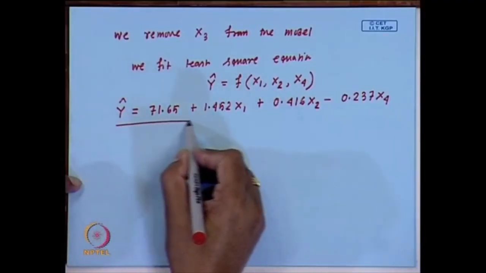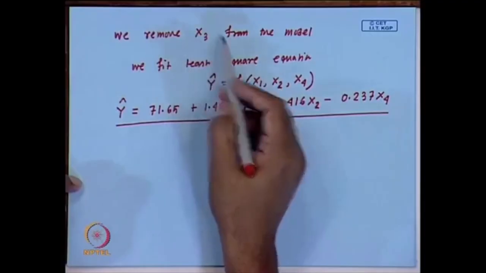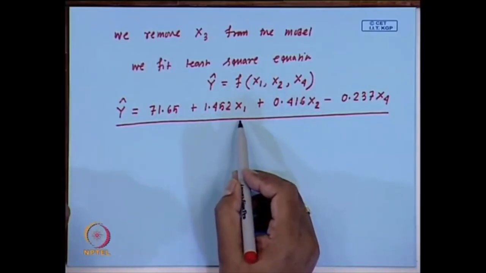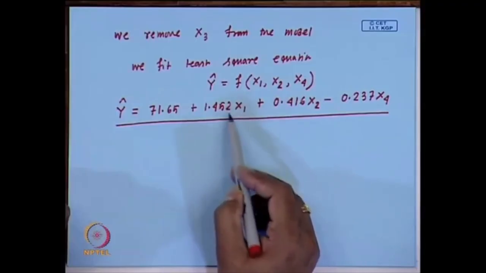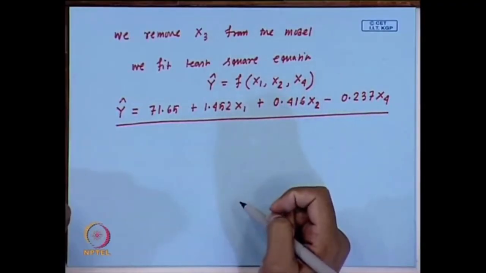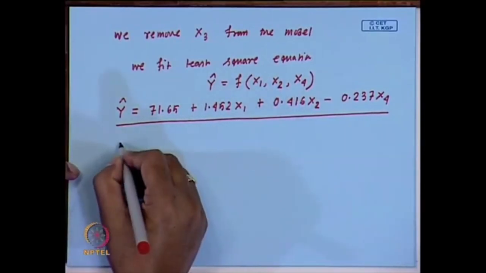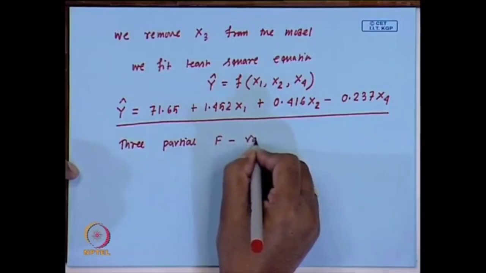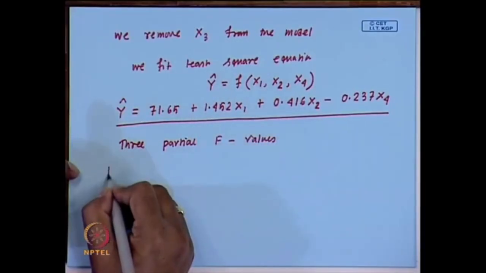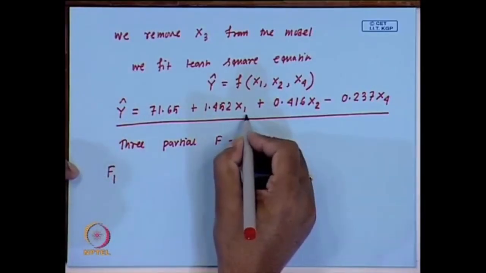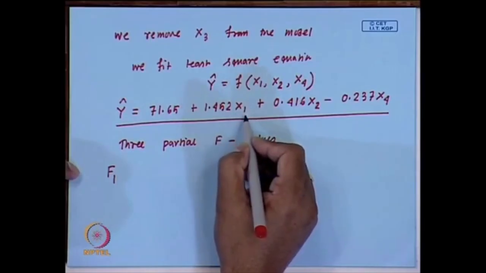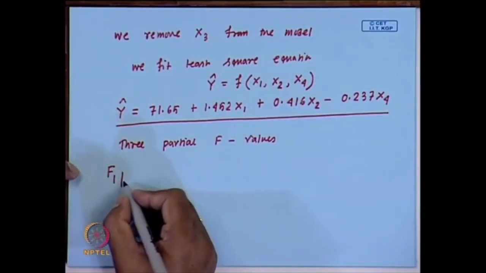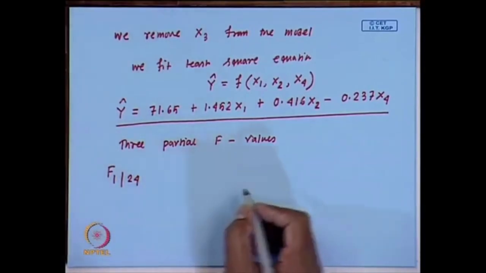So, this is the model after removing x3 from the full model. Now again what we do is that we will try to see whether we have a regressor which is less significant in the presence of other regressors. So, we compute three partial F values. F1, to check whether x1 is significant in the presence of x2 and x4, we compute this partial F statistic F(1|2,4), right.